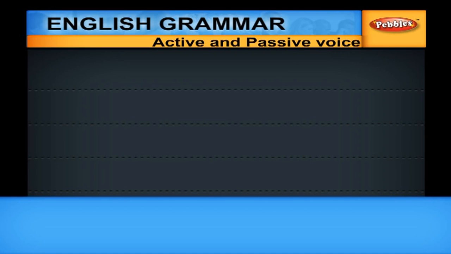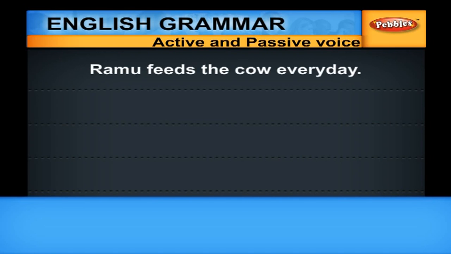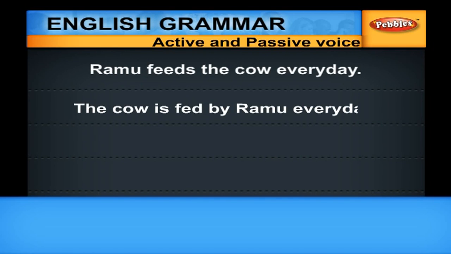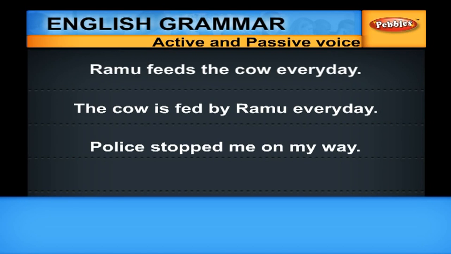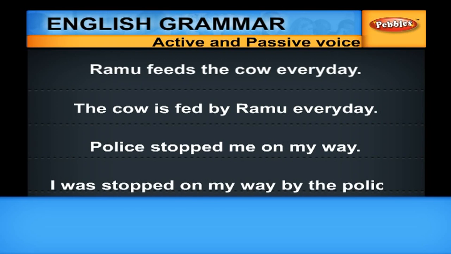Another example for you. Ramu feeds the cow every day. The cow is fed by Ramu every day. Police stopped me on my way. I was stopped on my way by the police.